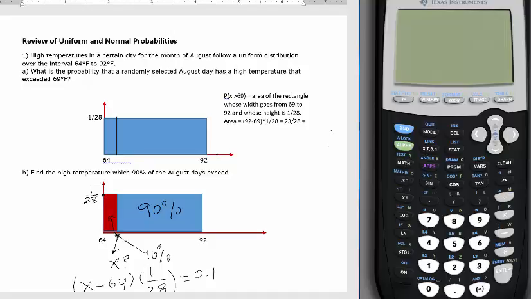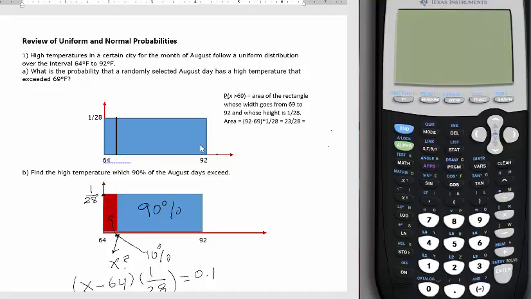This is what you do. You draw a horizontal line, a vertical line. The horizontal line will be for the temperatures and the vertical line will be for the probabilities. So I put 64 here, as you can see, and 92. Now how did I come up with the 1/28 here? You subtract 92 minus 64, which will give you 28. So there are 28 temperatures, and since the probability is the same for any temperature, it will be 1/28. So you put 1/28 and you draw this horizontal line there and a vertical line here, and you get a rectangle.